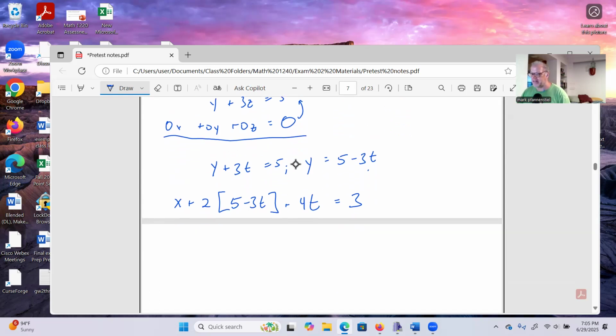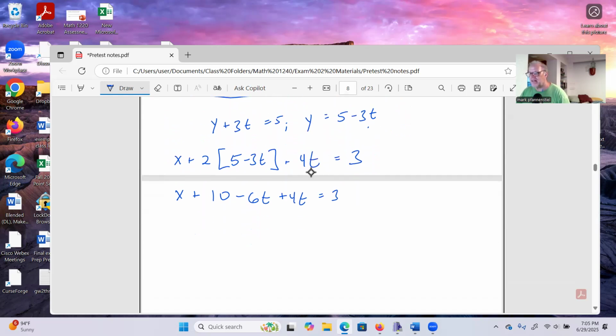And we're going to go ahead and simplify this a little bit. So I have x plus 2 times 5 is 10. 2 times 3 is negative 6t. Okay. We have a plus 4t, and this is equal to 3. Let's see what happens. We have x plus 10, negative 6 plus 4. We have a minus 2t is equal to 3. Let's go ahead and subtract 10 from both sides. Let's go ahead and add 2t to both sides. So we're going to say x is equal to 2t, looks like minus 7.